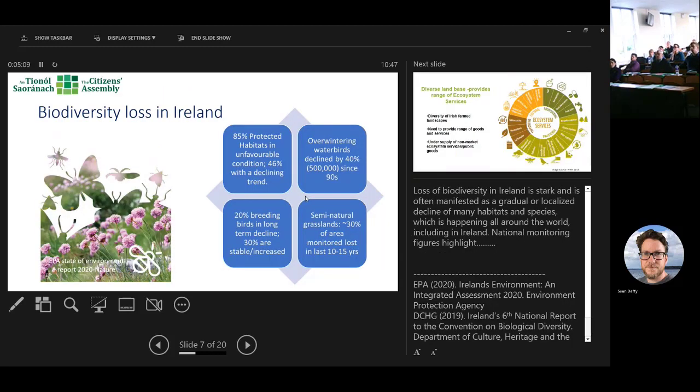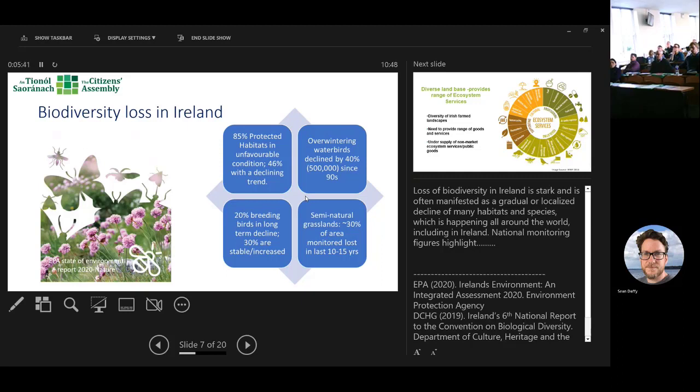Bringing it back to Ireland, this is a slide we had at the Citizens Assembly on biodiversity loss, and some of these findings, when they're presented to the general public, are quite stark. To a certain extent, some of them can be frightening. The loss of biodiversity in Ireland is often manifested as a gradual or localised decline of many habitats and species, which adds up to what we see in the national monitoring data from the EPA and the National Parks and Wildlife Service.